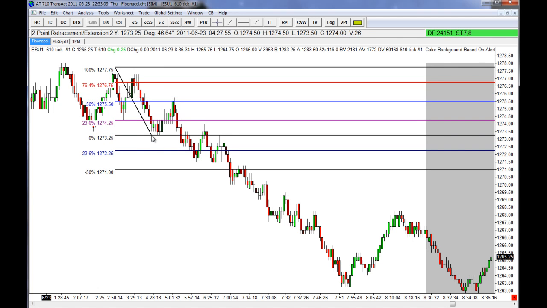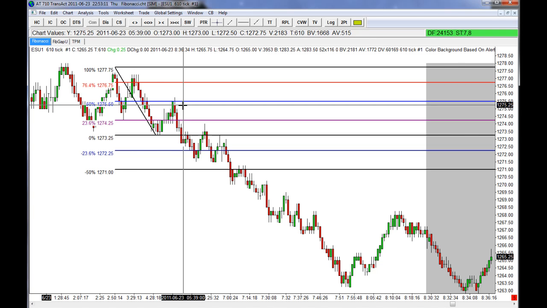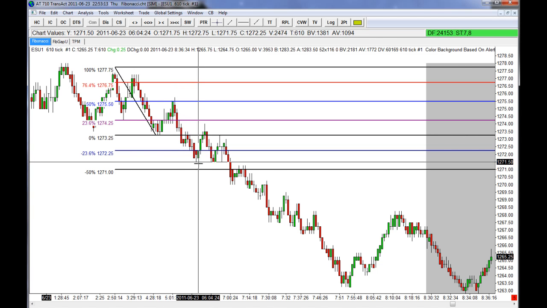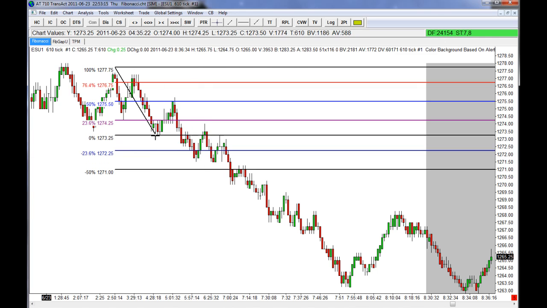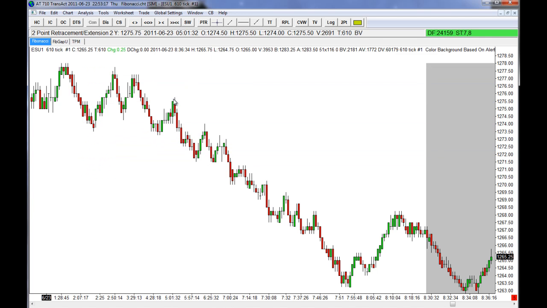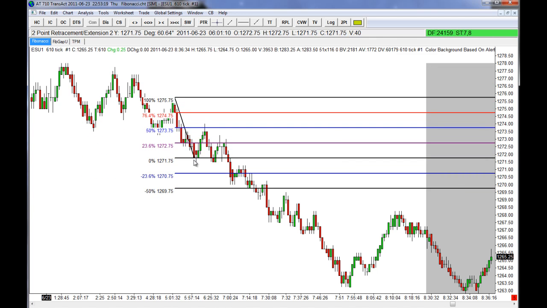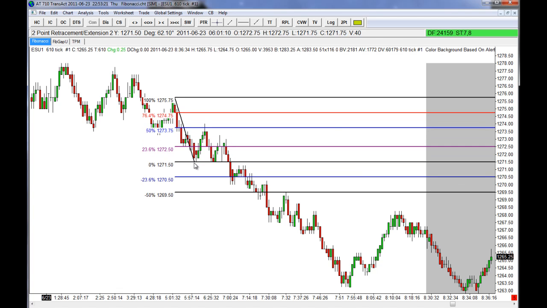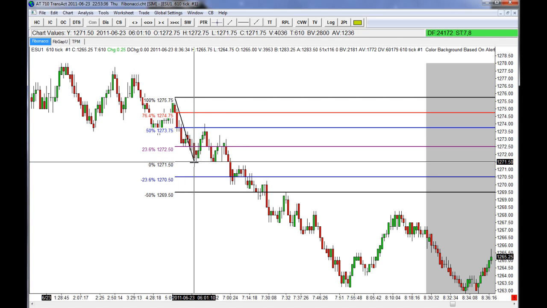Down here it did, so price came to the 50% level, then went below the 0% line and retraced. So I drew a new fib from that high to this low. It didn't meet the criteria for the first rule, went up to 50% and it went back down past the 0% line and retraced a bit over here.